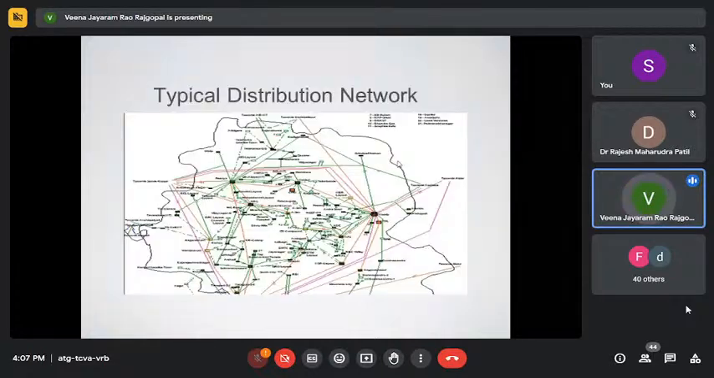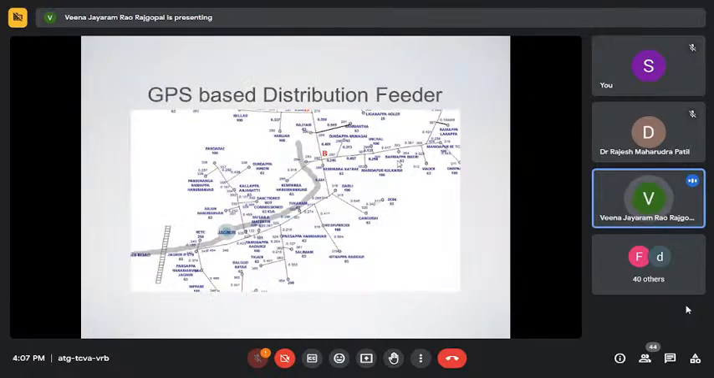Okay, so next, this also can be created. I mean, the typical distribution network, where, here, this is actually drawn by hand, somebody using the coordinates they have. Our team has drawn this for one of the projects. So this is a distribution network, and here the GPS based distribution feeder network can also be drawn.